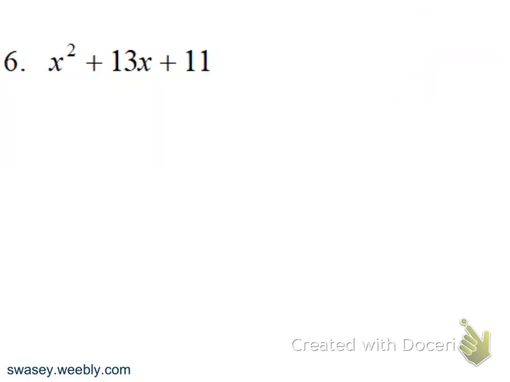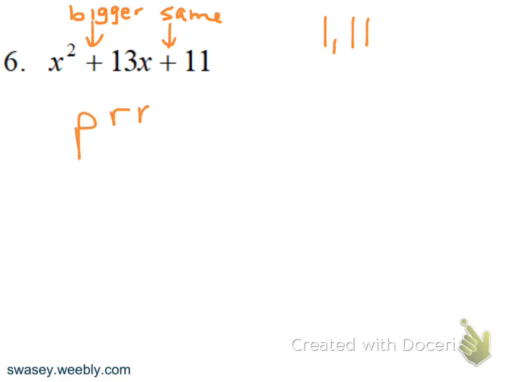Two numbers that multiply to get 11 that add to get 13. We got same signs and both positive. So 1 times 11 is the only way to get to 11 where they're both positive. They do not add up to 13, so this is prime. If it does not factor, it's prime.